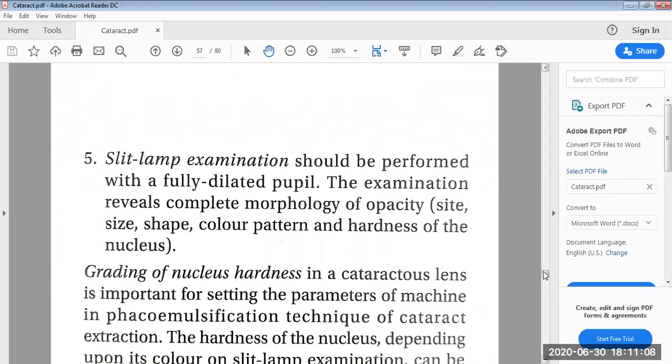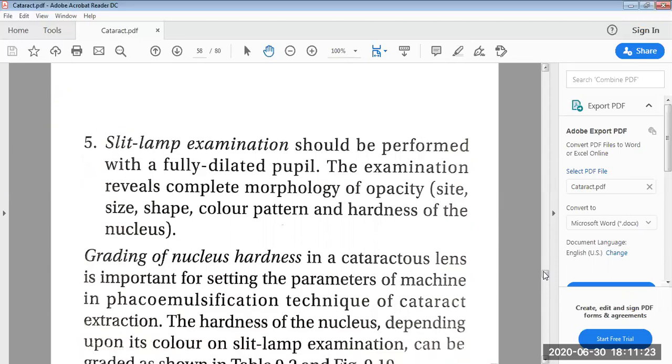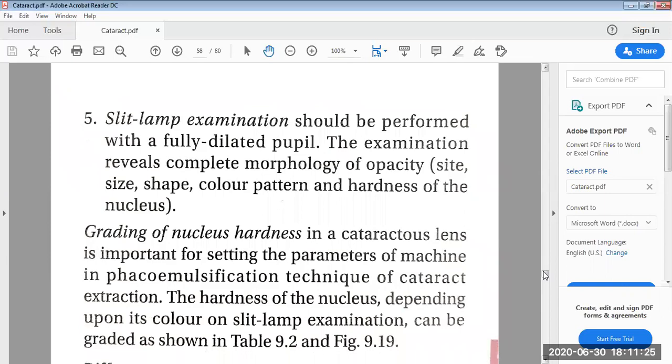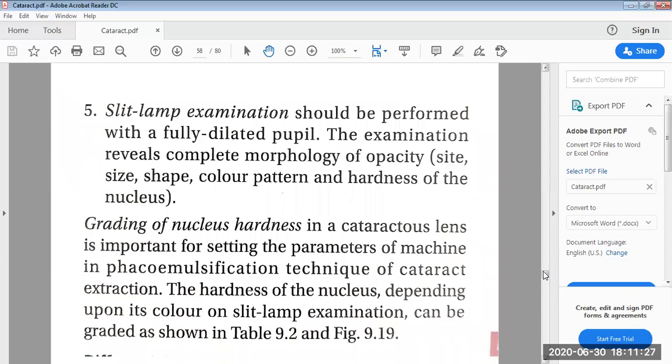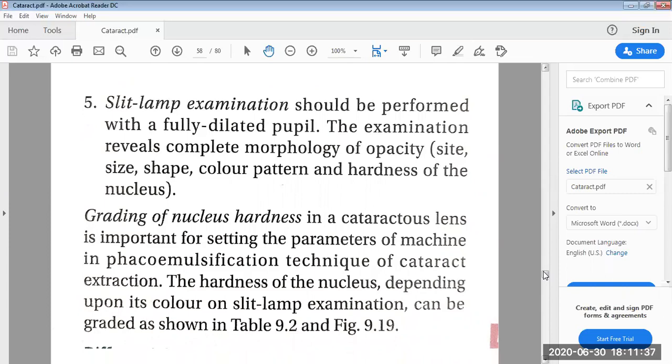Next examination is the slit lamp examination. It should be performed with a fully dilated pupil. The examination reveals the complete morphology of opacity, the size, shape, color, pattern, and hardness of the nucleus. The next is the grading of nucleus hardness in a cataractous lens. It is important for setting the parameters of machine in phacoemulsification technique of cataract extraction.